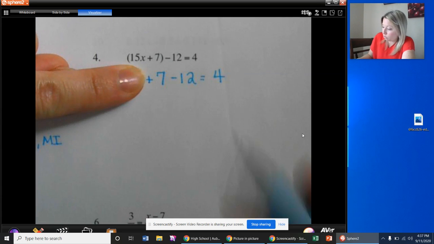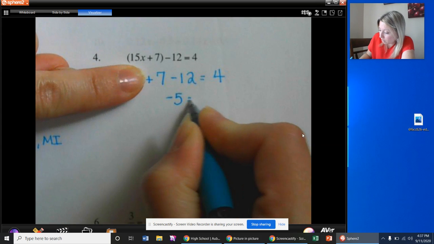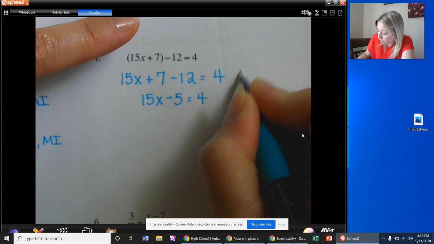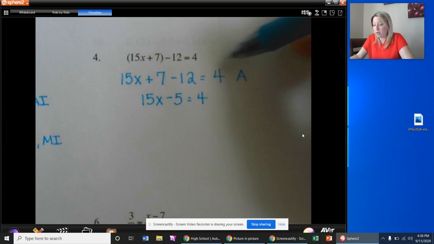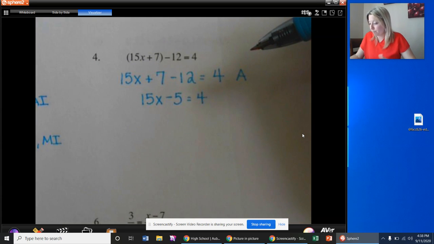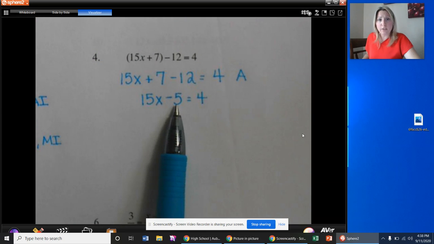So what's 7 minus 12? -5, and bring everything else down. That, of course, is the associative property. I didn't write a property up here because I didn't use a property up here. I just took the parentheses away because they made no difference being there or not. There wasn't anything being multiplied on the outside of those parentheses. I didn't need them.